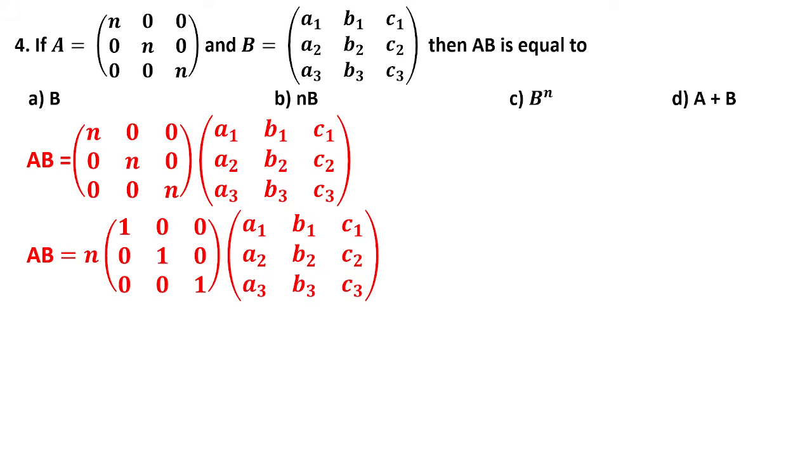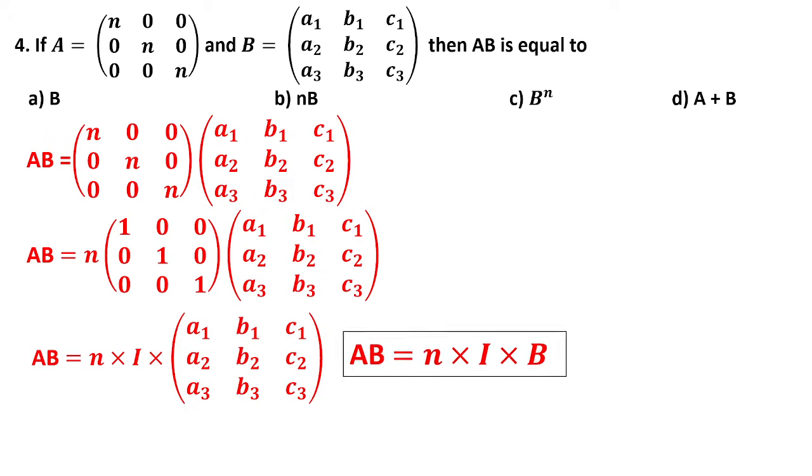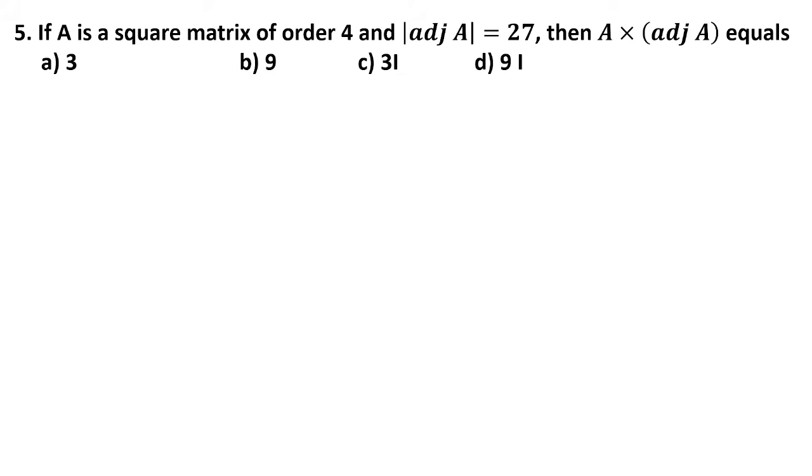Before we multiply, let us take n outside. When you take n outside from the first matrix, it will become n into an identity. Therefore, n into an identity into a matrix. Therefore, identity into a matrix is the same thing. For n into I into B, therefore it is n into B. Then move on to question number 5.